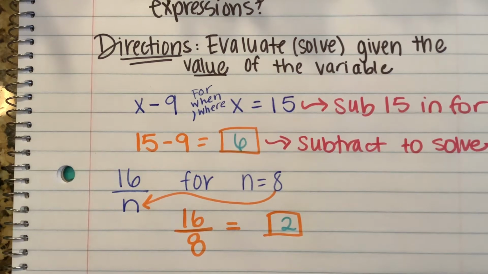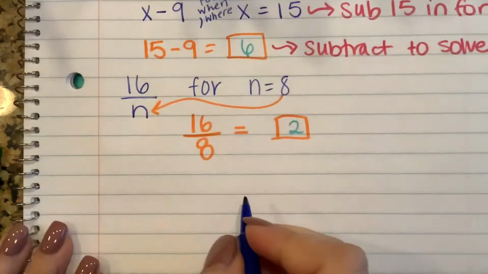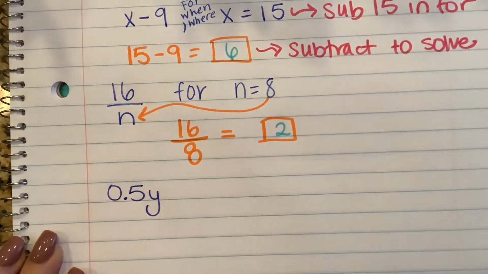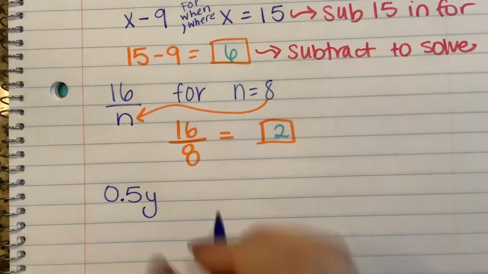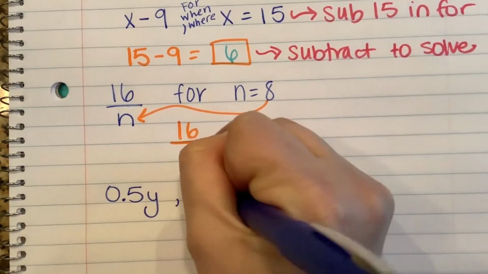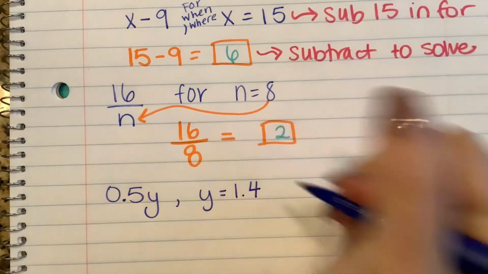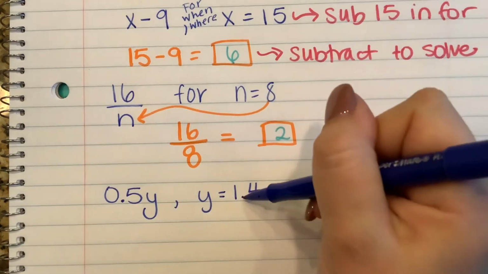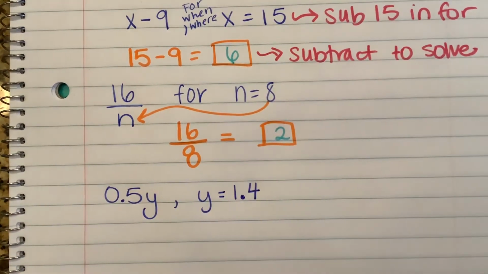Let's look at another one. The next one is 0.5y. And this time you're going to see a comma. y equals 1.4. Okay, so we may see decimals. Don't get worried because we have our calculators. We can use calculators on this chapter to help us solve.